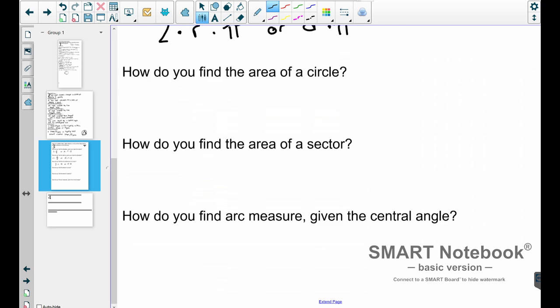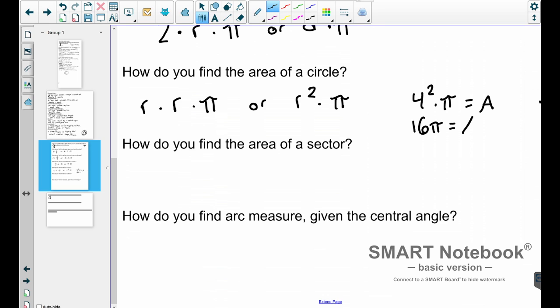How do you find the area of a circle? We would say radius times pi, or to write this a little bit prettier, we could just say radius squared times pi. So if our radius was 4, we could say 4 squared times pi is equal to our area. Or you could say 16 pi equals our area.